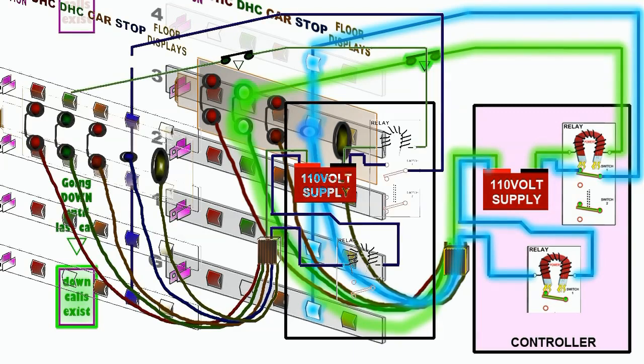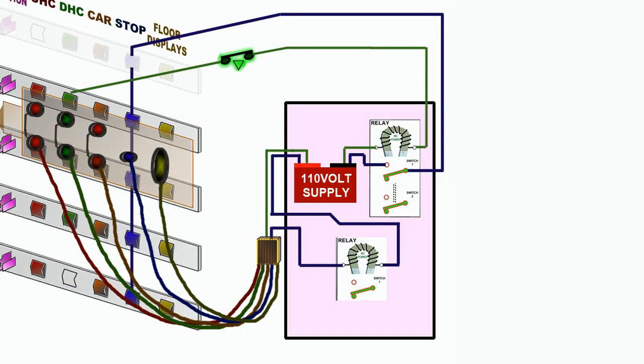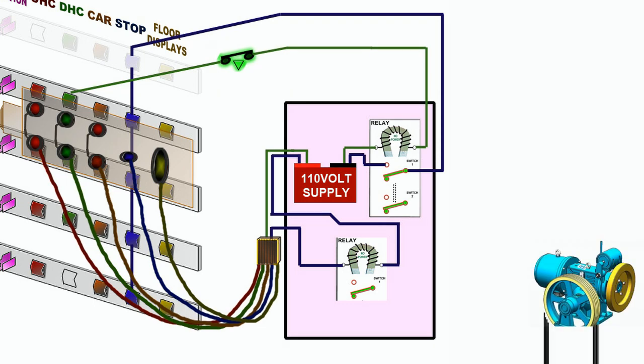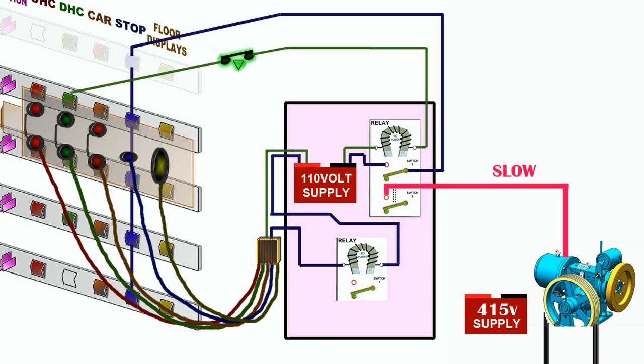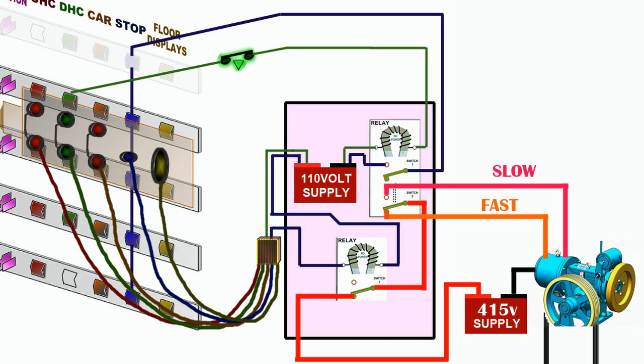Now a stop command would be an idea. And what about the high and low speed? We also need a separate higher voltage supply for the motor. Now 415 volts is not a DC voltage and it's not drawn like this, but this is just for simple illustration purposes only. The first relay has two switches. Let's use the second set of contacts to control the motor speed. But this is not a circuit unless it forms a ring, like this.